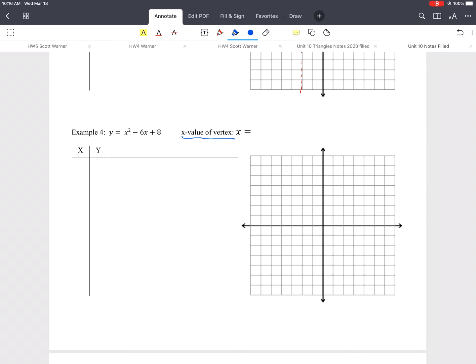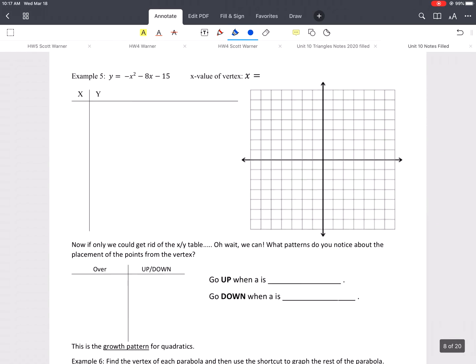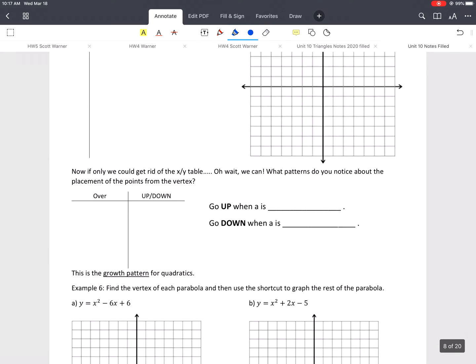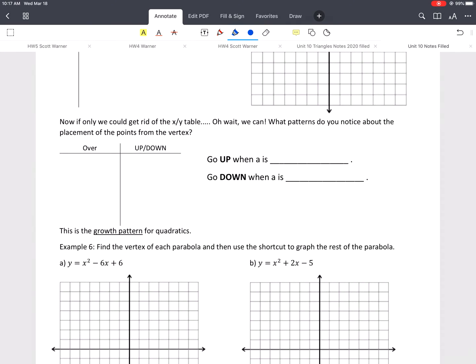Okay, so find the x value of the vertex, aka the axis of symmetry, and then you're going to plug that into our function to find the y value for our vertex. Okay, and I'll go over these after the end of the video. All right, so.